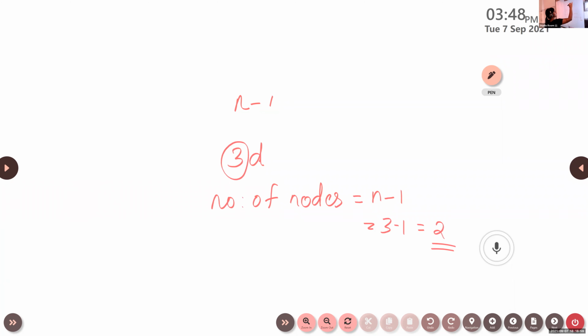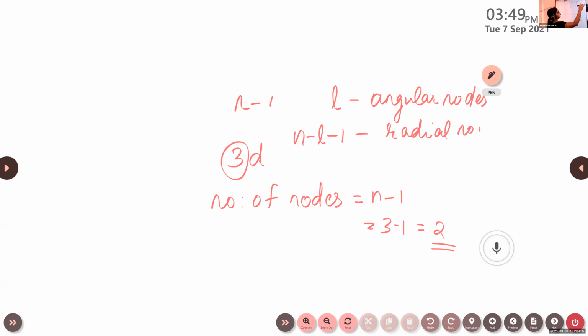And another equation is l, which is to find the angular nodes. Then the next one, n minus l minus 1, is to find the radial nodes. To find the total number of nodes, the equation is n minus 1. So here the correct answer is 2. Okay, children? Then one more thing.